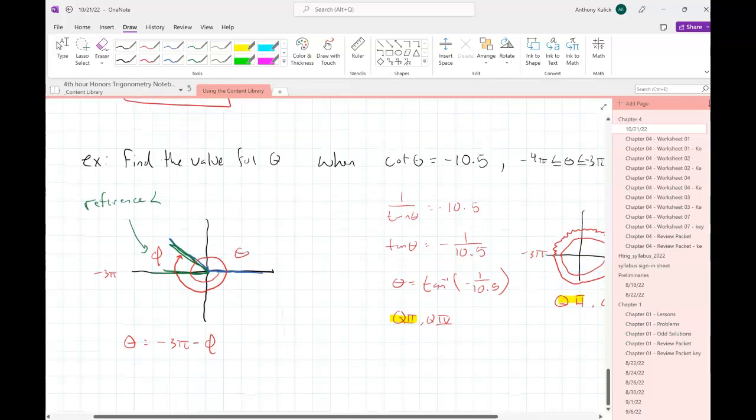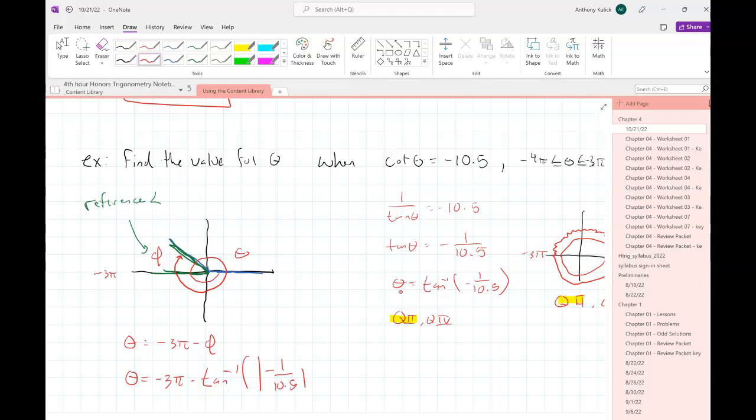And at this point, we're all ready to go, right? It's just calculator time here, my dudes. So we'll do tan inverse of the absolute value, negative 1 over 10.5.